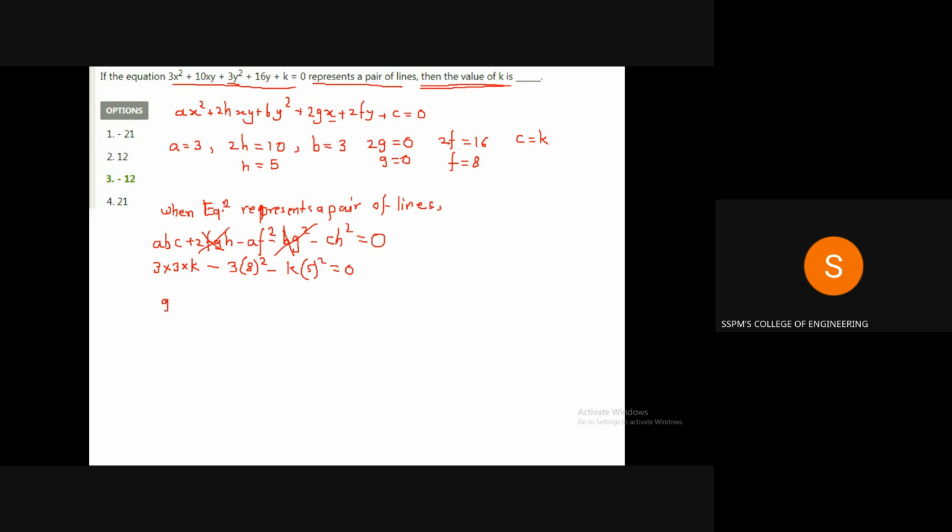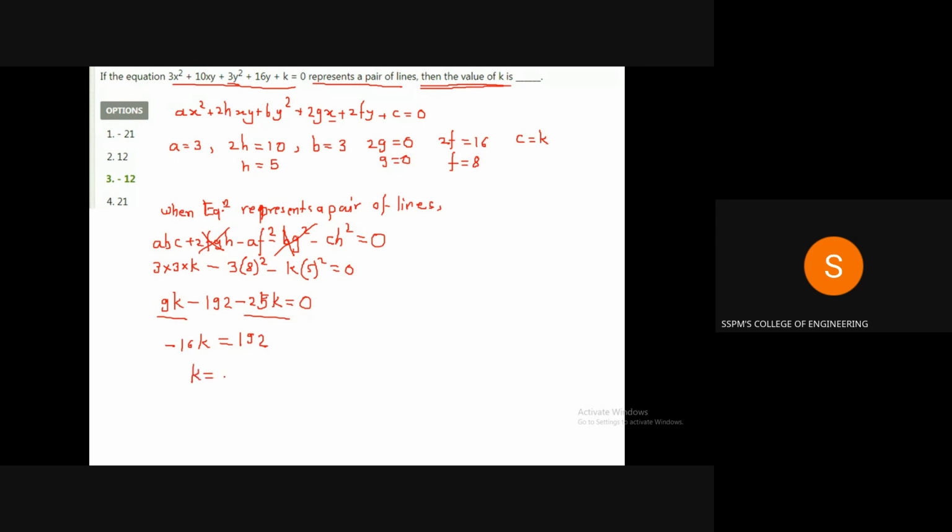So if you solve this, we will get 3 into 3, 9, 9K minus 8 square is 64. 64 into 3 is 192. Okay, minus 192. This is cancelled. Minus K into 5 square. What is 5 square? It is 25. So minus 25K is equal to 0. So 9K minus 25K, it is minus 16K. Minus 16K is equal to, if you take this minus 192 on the right hand side, we will get plus 192. So minus 16K is equal to positive 192.